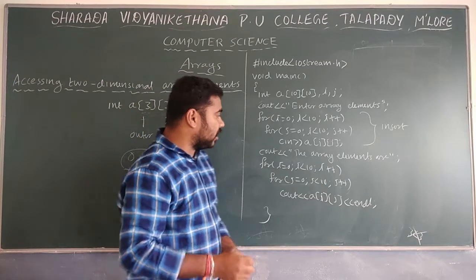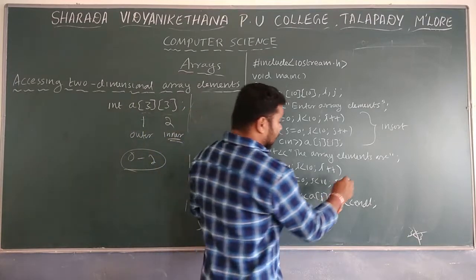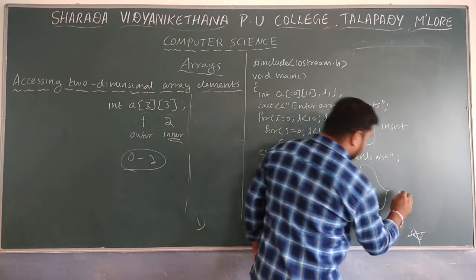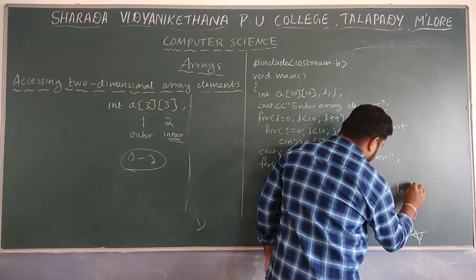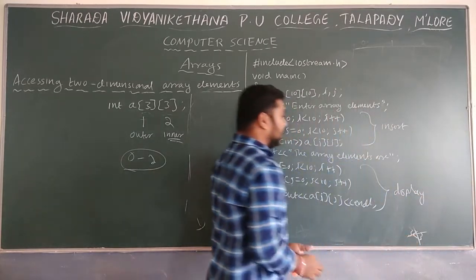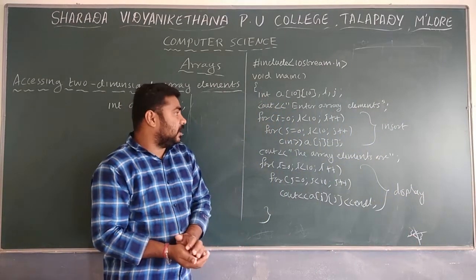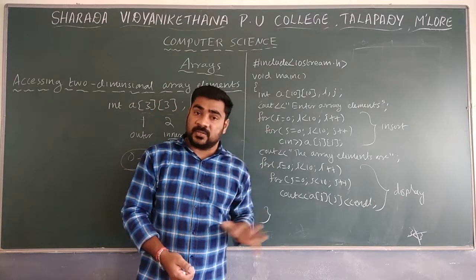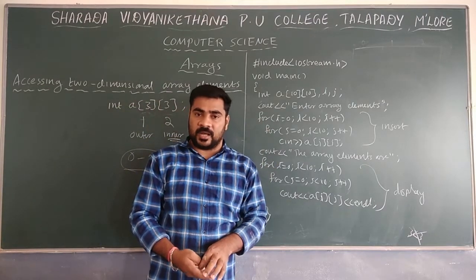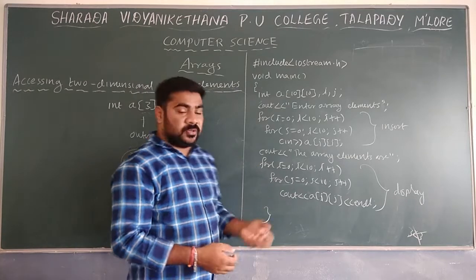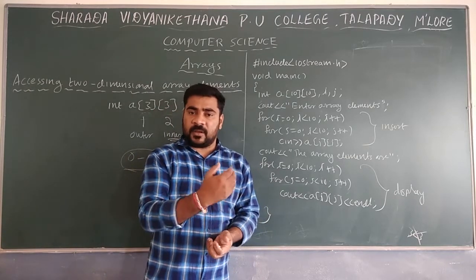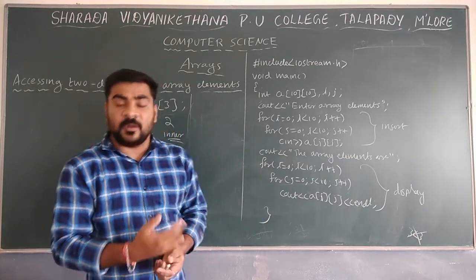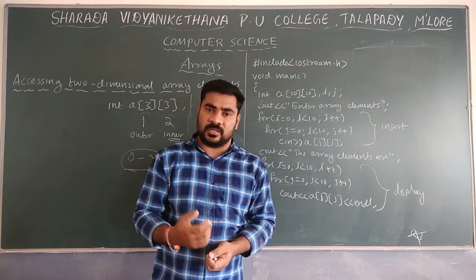So this is a simple program to insert the elements, and also these three statements are to display the array elements, two-dimensional array elements. This is a simple program to insert elements into an array and also to display the same elements. Remember, when you are going to insert, you have to use two for loops, and when you are going to display also, you have to use two for loops.